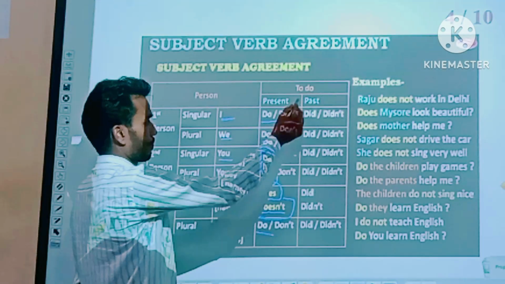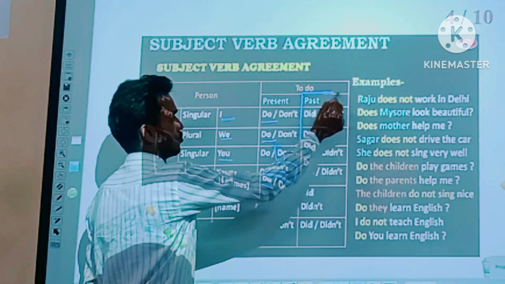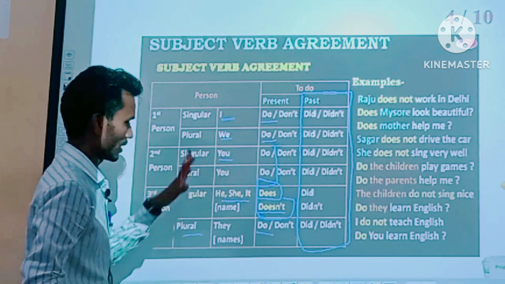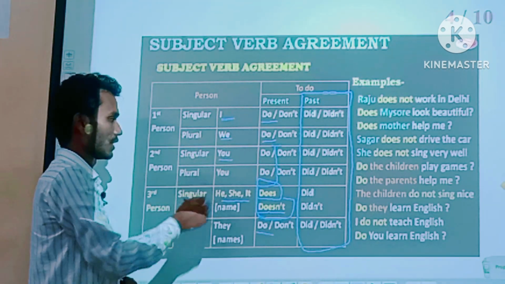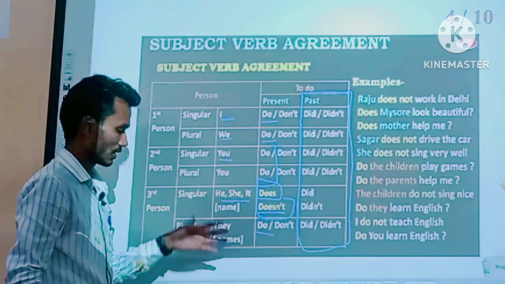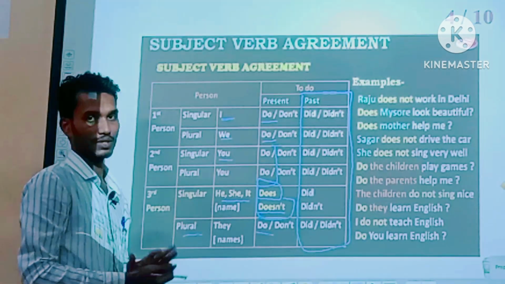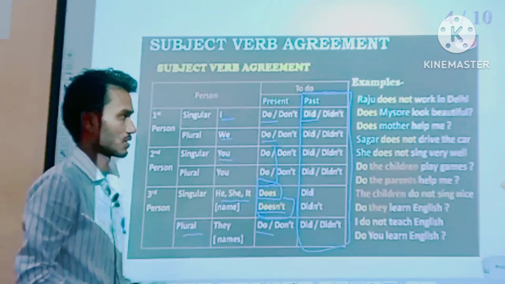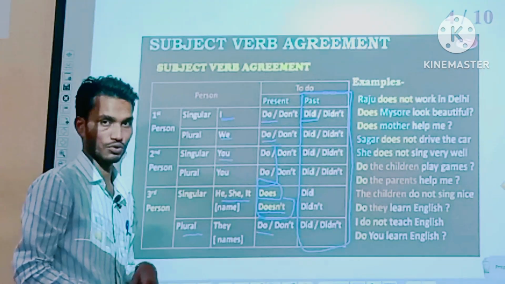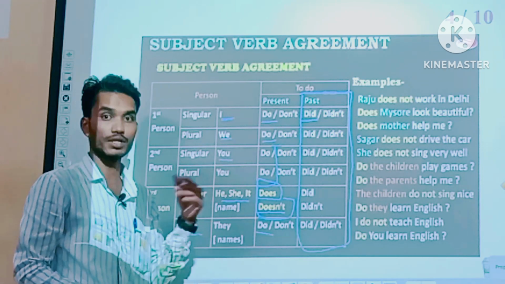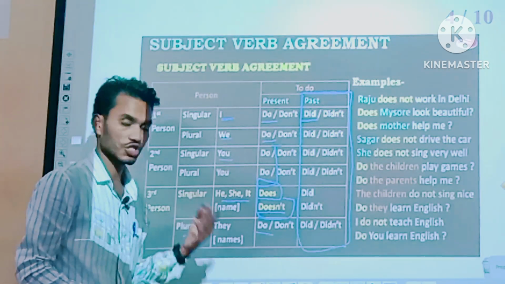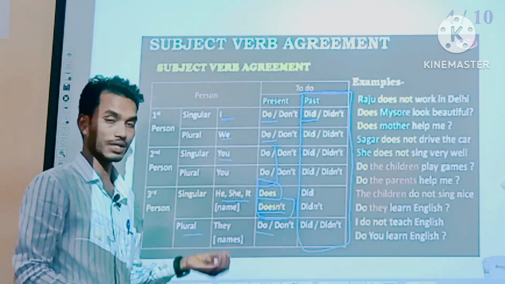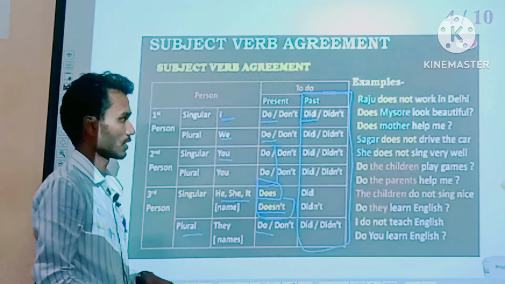But when it goes to past tense, the do form did is used, right? Any subject for that matter, whether it is I, we, you, he, she, it, they, any subject, we should use the do form did in past tense. I did work in Mysore, you did work in Mysore, we did work in Mysore, she did work in Mysore, it did work in Mysore, they did work in Mysore, right?